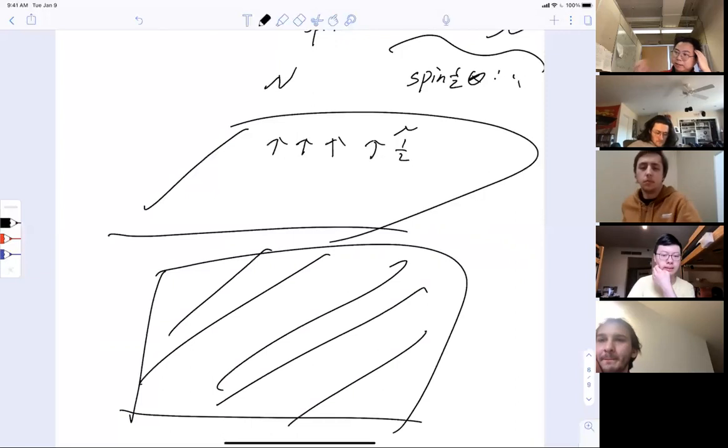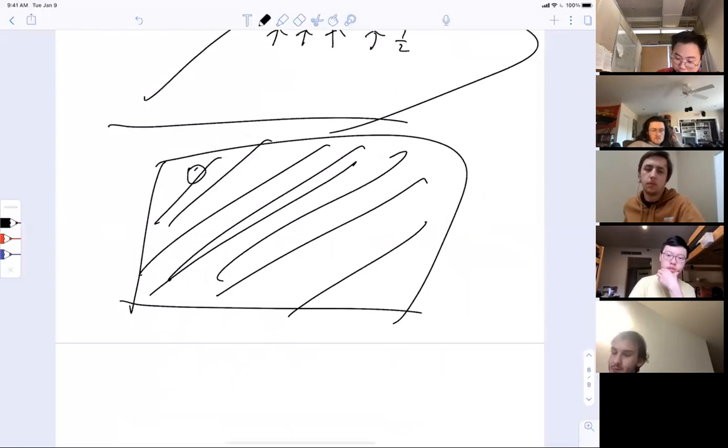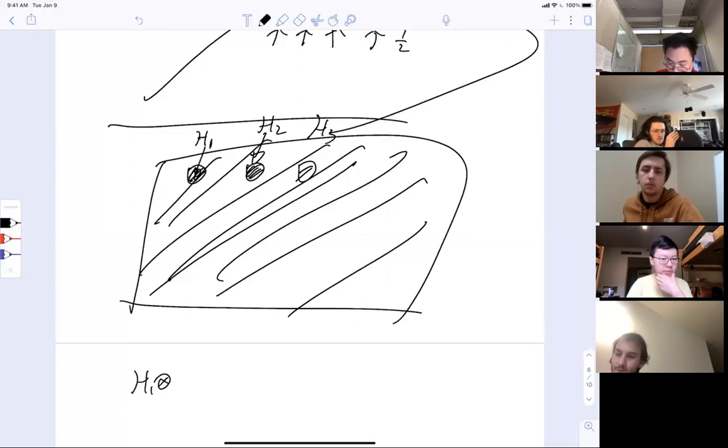Whenever you are given a system, the first question you should always ask is, what's the Hilbert space of this system? The second question you should ask is, what's the symmetry of this system? And then you can ask more subtle questions. So for example, I have some small Hilbert space H1, and here some small subspace H2, and H3. Then the total Hilbert space is just the tensor product of them.